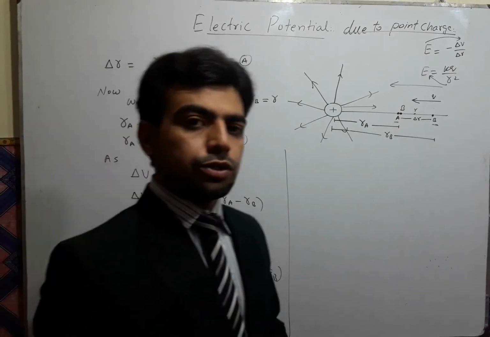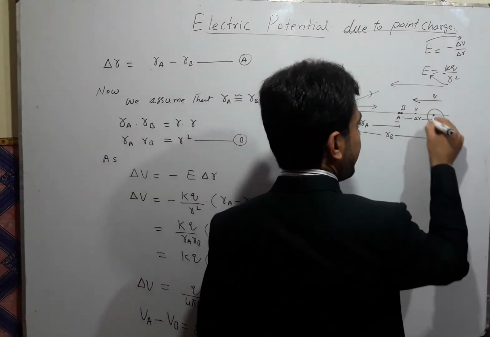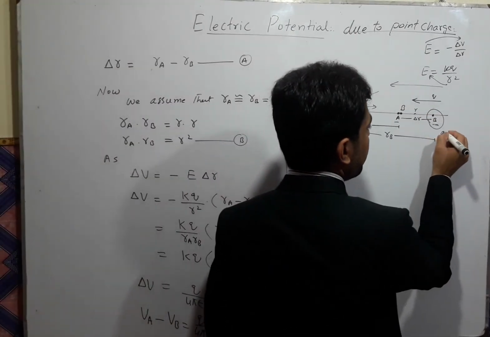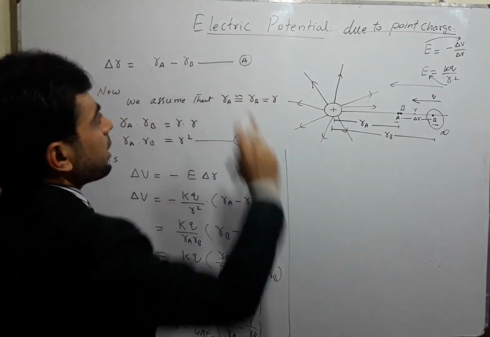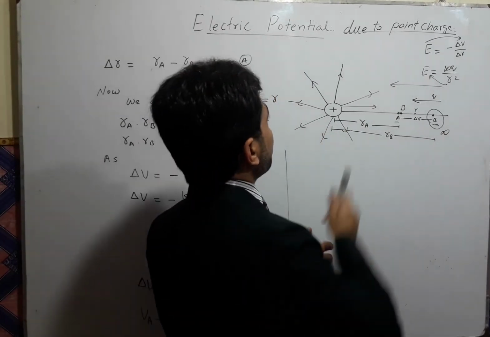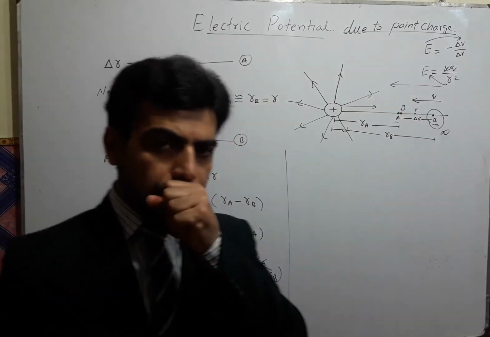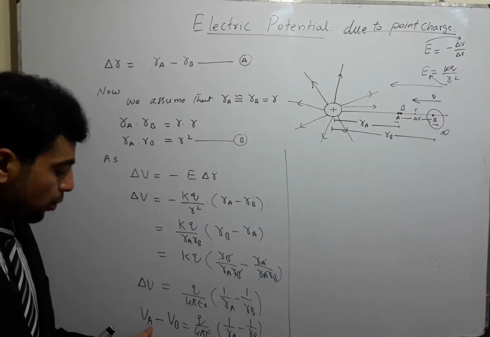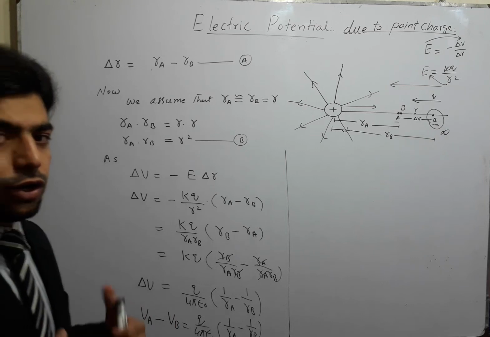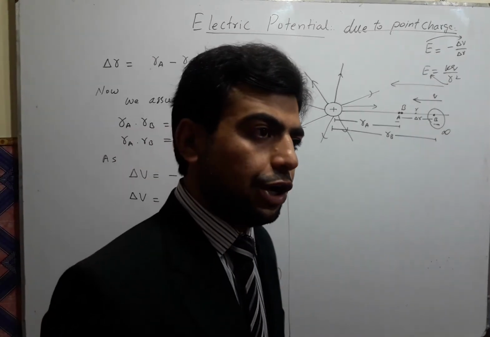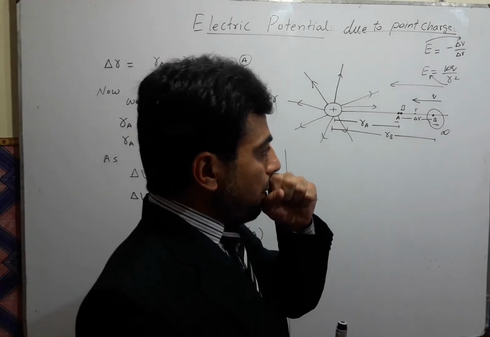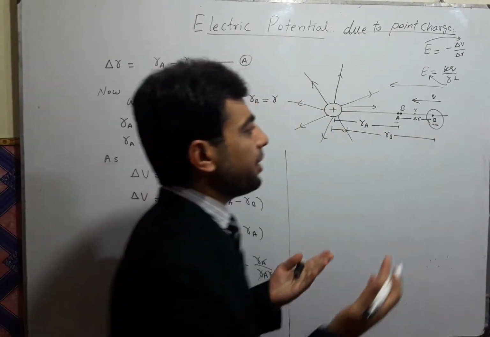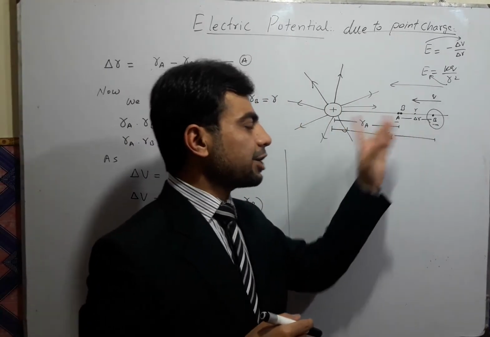Now we suppose that point B lies at infinity, because we are calculating the electric potential due to a point charge at a single point. Here we calculated the potential at two points, point A and point B. Now we are going to calculate the potential at a single point. So for this we must take point B at infinity. If point B lies at infinity, then we will be able to find the electric potential at point A.